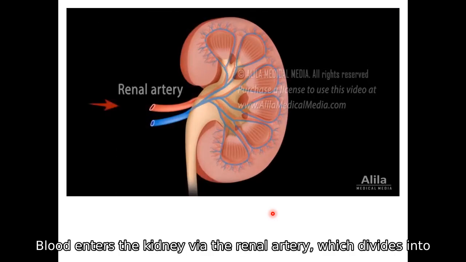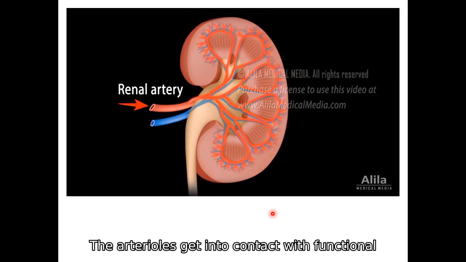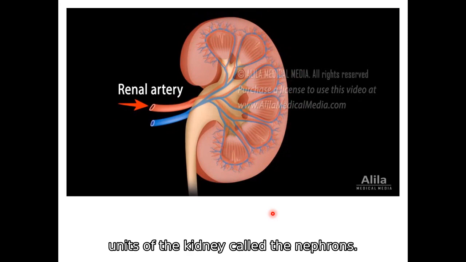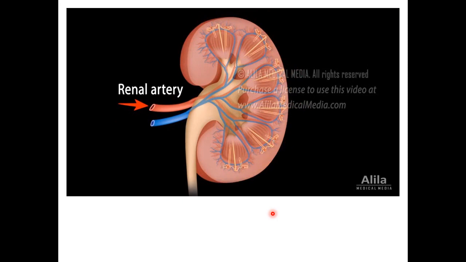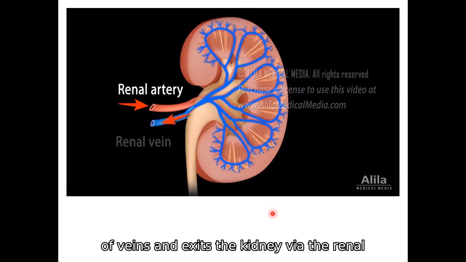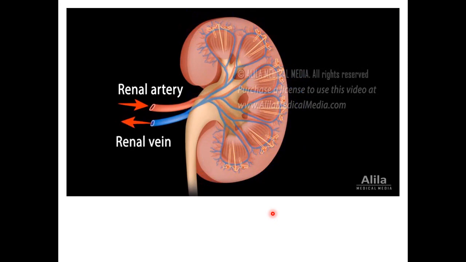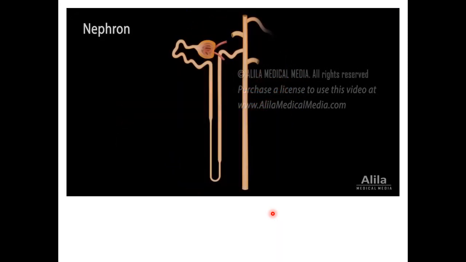Blood enters the kidney via the renal artery, which divides into smaller arteries, then arterioles. The arterioles get into contact with functional units of the kidney called the nephrons. This is where blood filtration and urine formation take place. The filtered blood then passes through a series of veins and exits the kidney via the renal vein. The urine is collected in collecting ducts and leaves the kidney via the ureters.